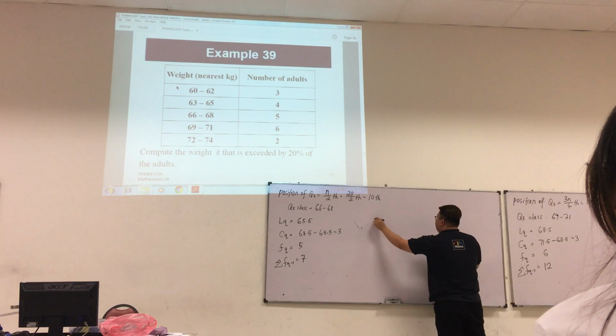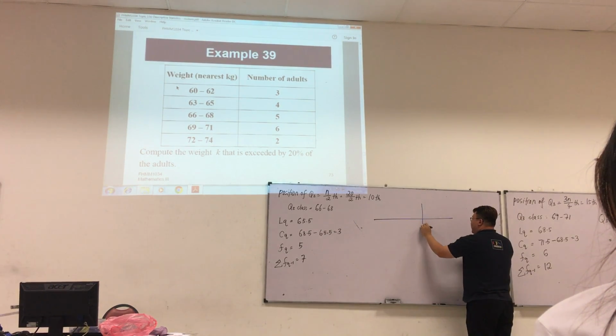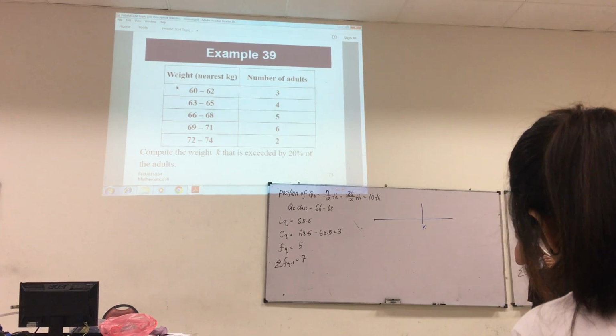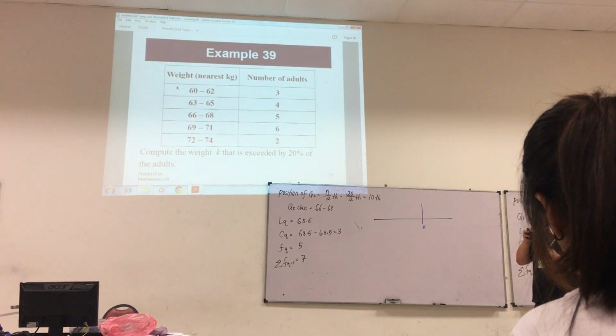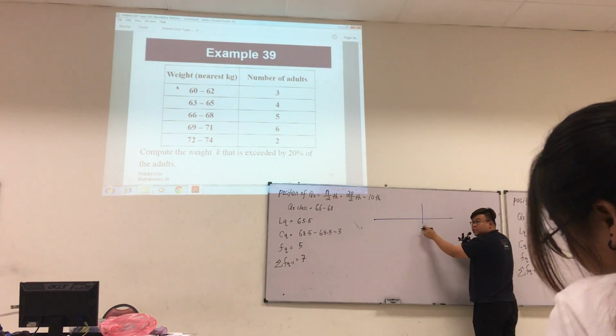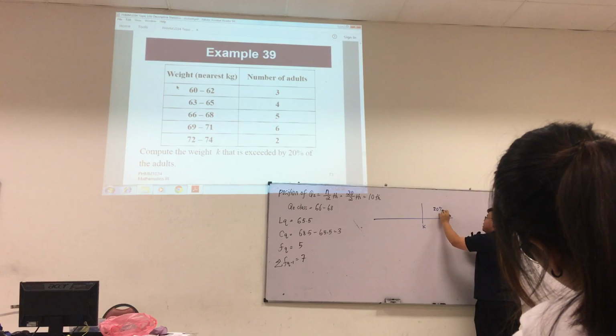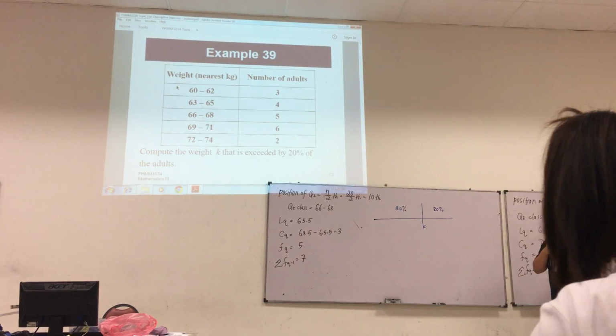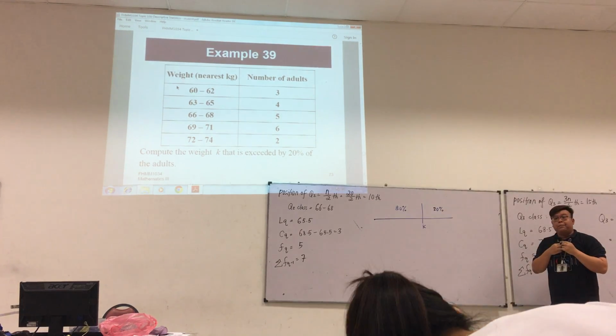You have a number line. Of course, you have a value of K. This is actually K. You will have 20% of the adults exceeding this K value. So that means 20% of the adults are more than this K value. This part will be 20% of the data. This part will be 80% of the data. Until here, any problem? No.